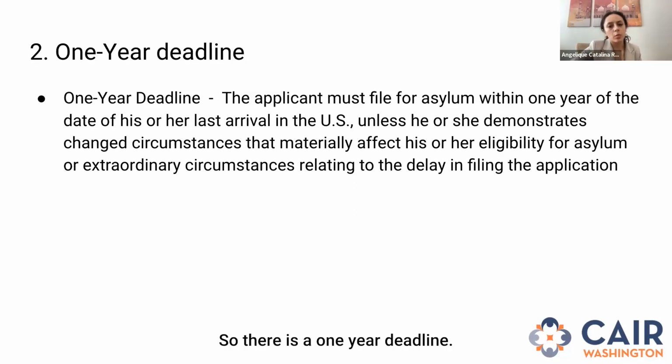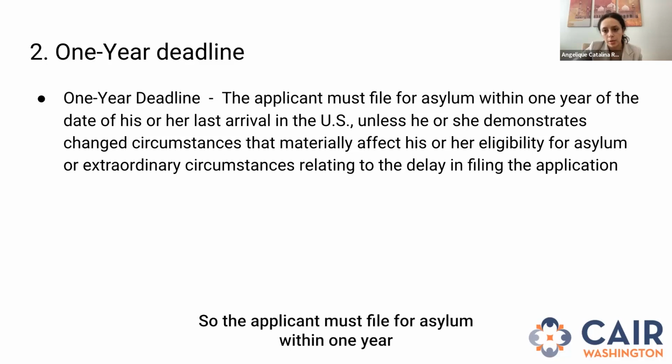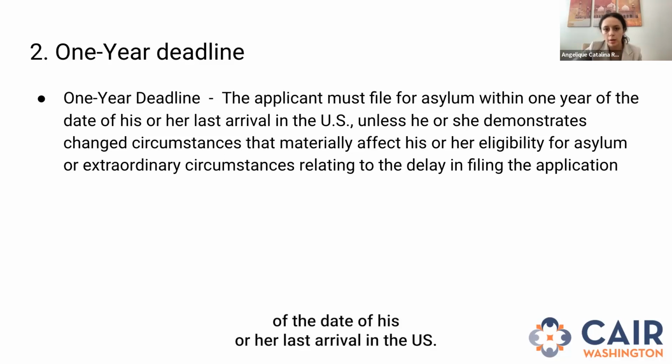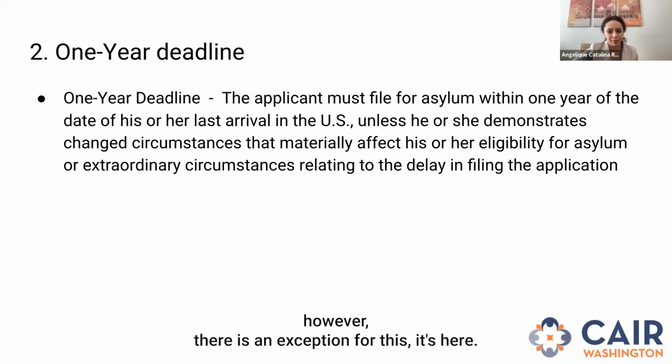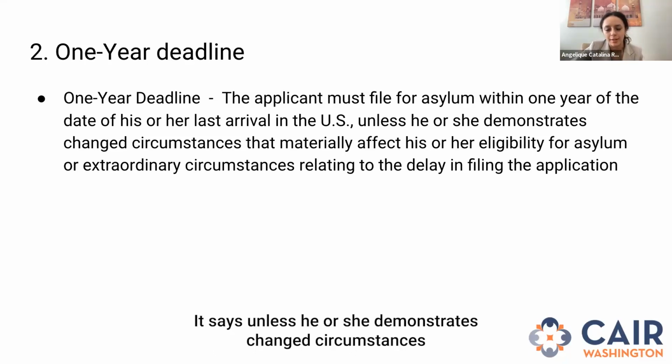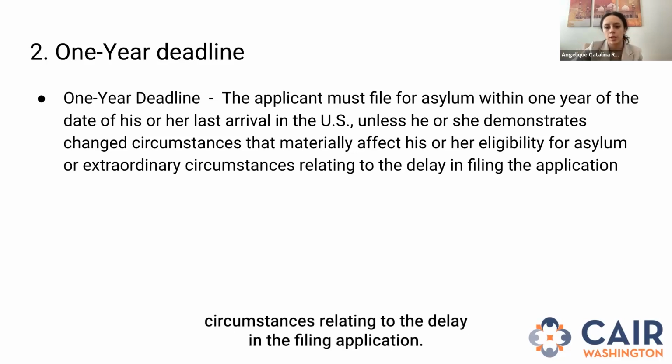So there is a 1-year deadline. This is the second bar. The second bar is the 1-year deadline. The applicant must file for asylum within 1 year of the date of his or her last arrival in the U.S. However, there is an exception for this. It says, unless he or she demonstrates changed circumstances that materially affect his or her eligibility for asylum or extraordinary circumstances relating to the delay in filing the application.